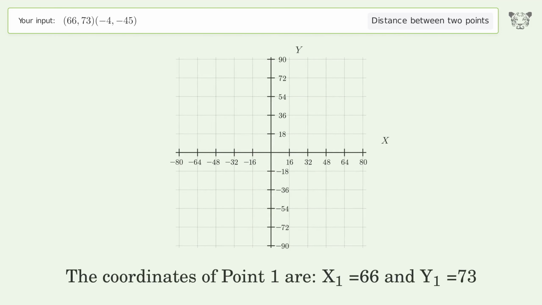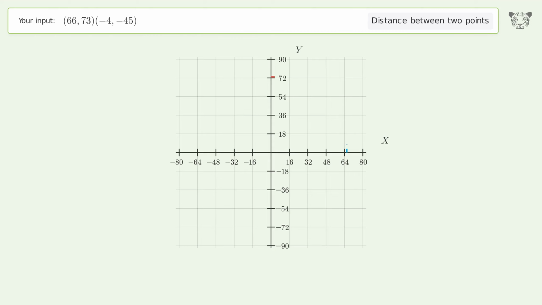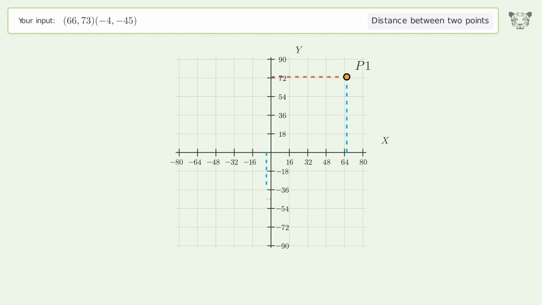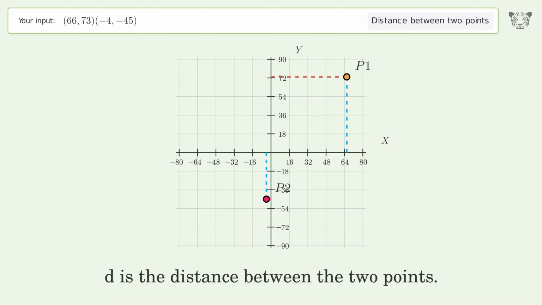The coordinates of point 1 are x1 equals 66 and y1 equals 73. The coordinates of point 2 are x2 equals -4 and y2 equals -45. D is the distance between the 2 points.